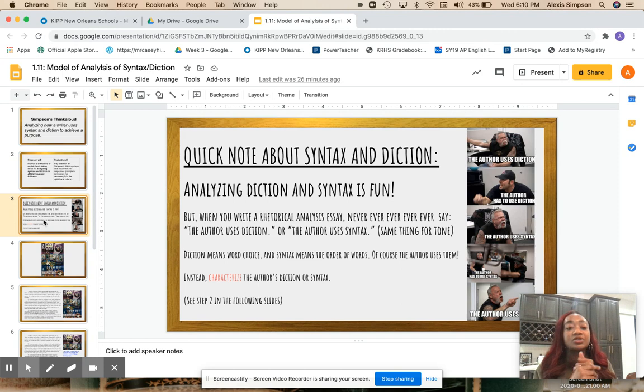But before we get started, I just want to make one quick note. Diction and syntax, these are some of my favorite rhetorical choices. They're super fun. But when you're writing a rhetorical analysis paragraph or essay, you never ever say the author uses diction or the author uses syntax. And you might say, well, why not, Miss Simpson? The answer is because it's basic. Diction just means word choice and syntax just means the order of words. So everybody uses them. Instead, we really want to characterize an author's diction and syntax. And that's going to be the focus of our Think Aloud today.